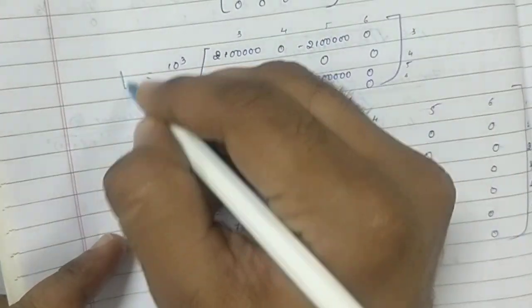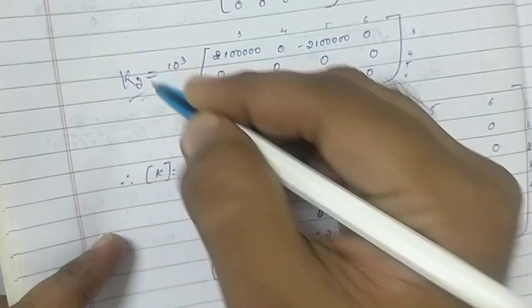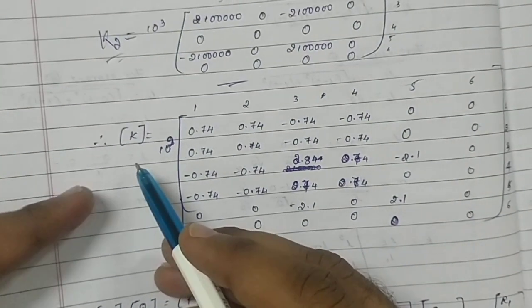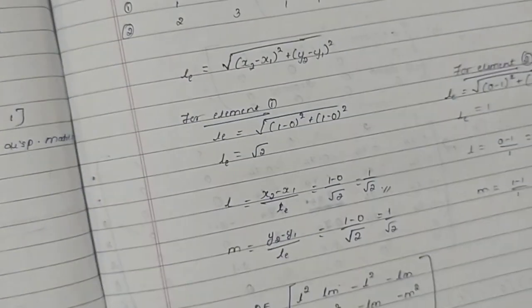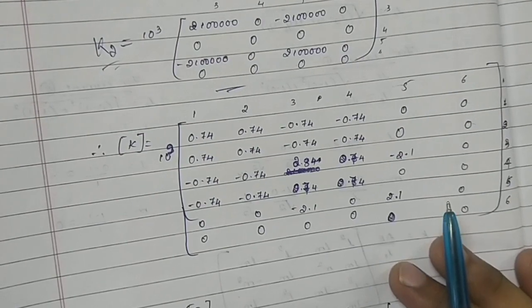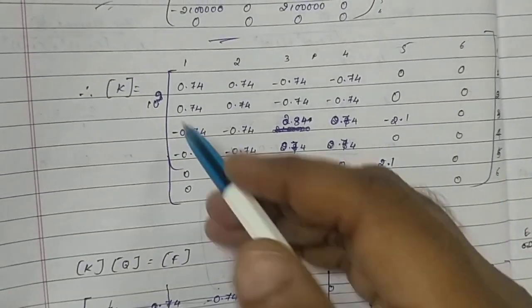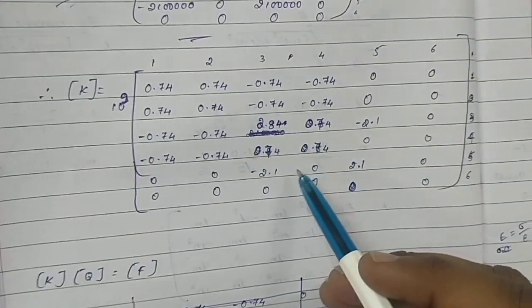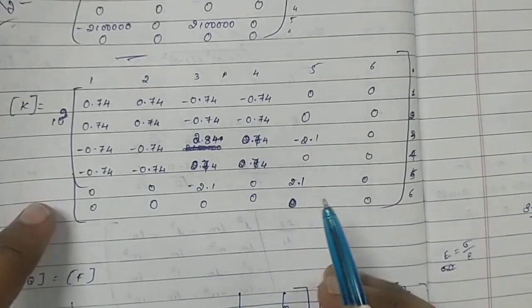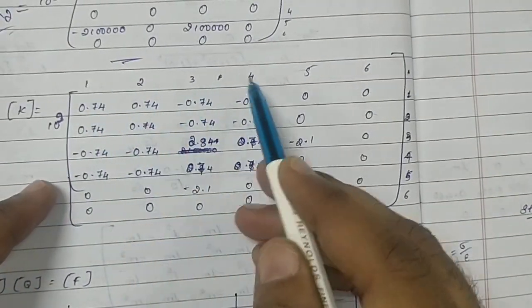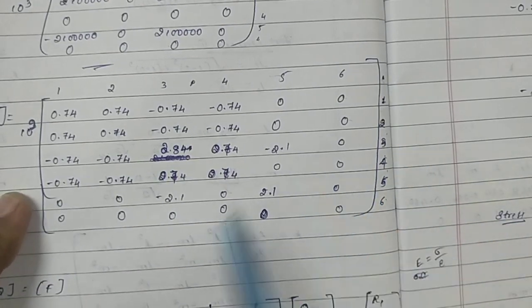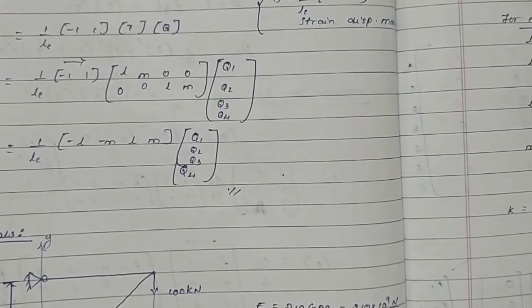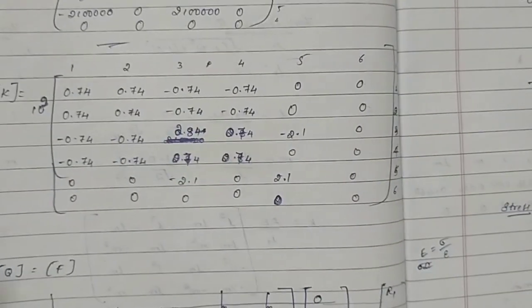Next, add this K1 and K2. Add K1 and K2, that is the global stiffness matrix. K is equal to 10 power 9. You can take 10 power 3 or 10 power 9 as common. I'm taking 10 power 9 as common. Next, add this and that. Okay. Write Q1, Q2, Q3, Q4, Q5, Q6. Because it is still Q6. Correct?